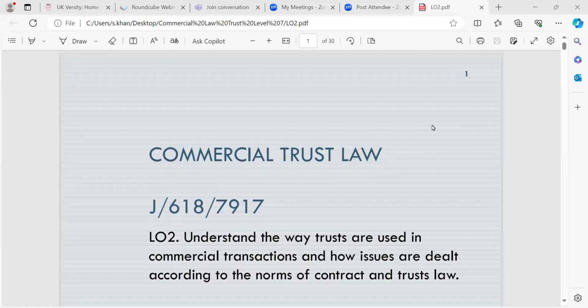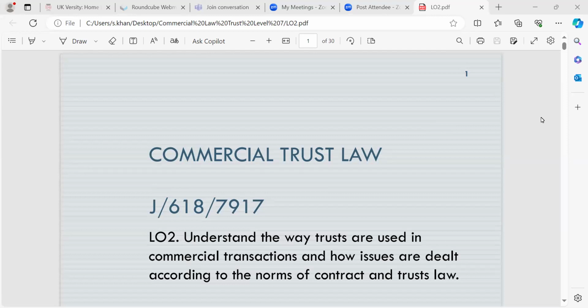So, hi everyone. Today's session is on commercial trust law, and we're doing learning outcome 2 today. And my name is Shazia Khan. We're doing learning outcome 2, which is to understand the way in how trusts are used in commercial transactions and how issues are dealt with according to the norms of contract and trust law.